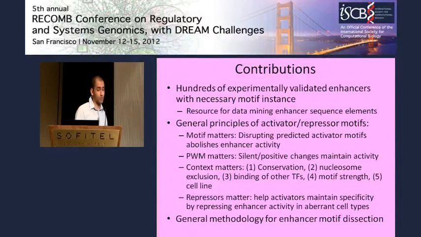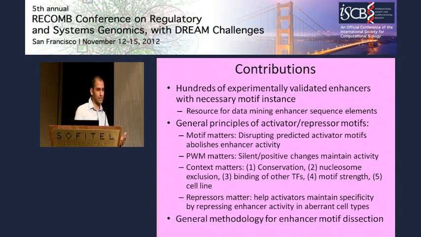So the motif is very important, and in fact, in the cases that we saw, disrupting the motif generally abolished all enhancer activity. Moreover, several contextual clues that we found were important, including conservation, nucleosome exclusion, the binding of other TFs, and the motif strength, and even the cell line of the context.